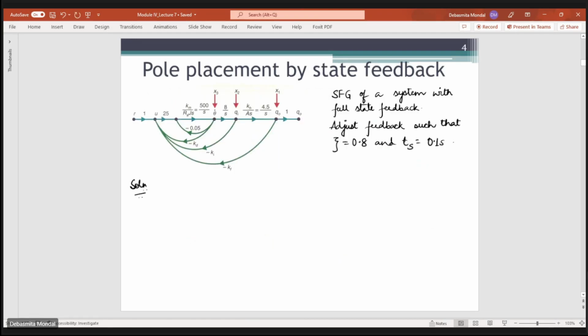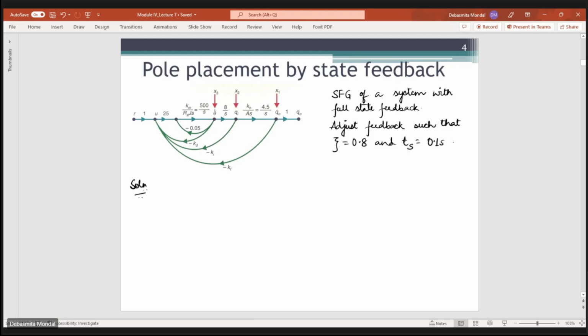Now let us say you have been given a system whose signal flow graph is given, and there are three states of your system. This is one state x1, this point is another state x2, and this theta dot is x3. All the states x1, x2, x3 are measurable, and from each state we have a feedback path. From x3 we have a feedback via minus kd, from x2 you have minus ki, and from x1 you have minus kf. All these are fed back to the input, and then the overall system looks like this.